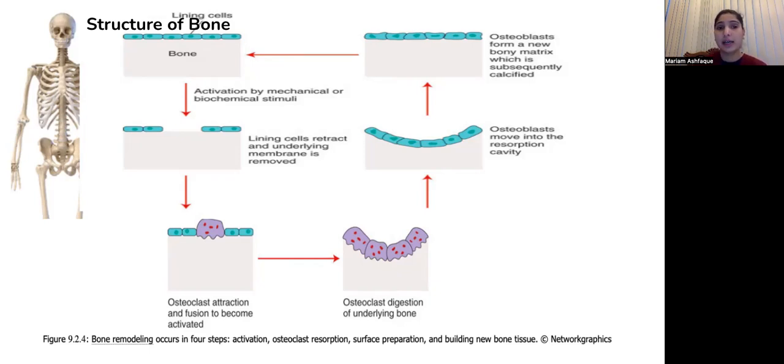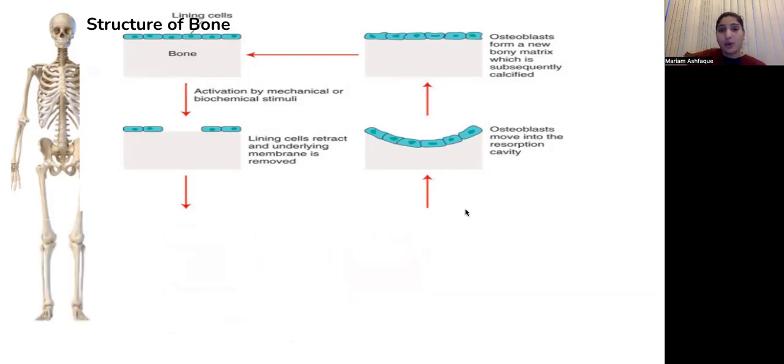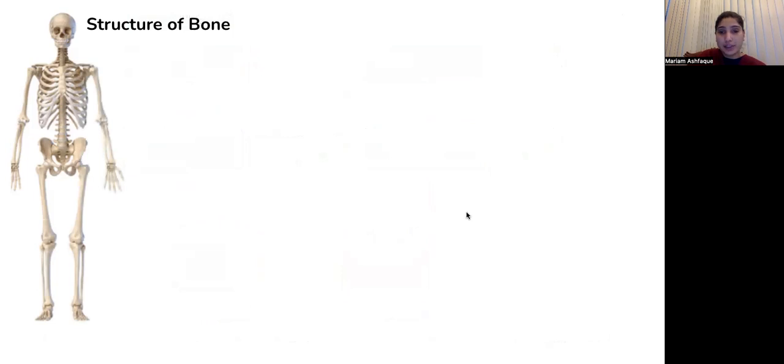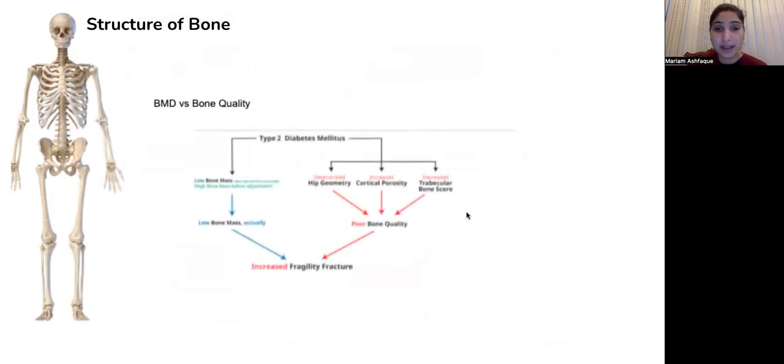bone. So there is activation, for example, here. When mechanical or biochemical stimuli occur, they cause micro cracks, which remove the membrane. And then osteoclasts come, with very different stimuli, and these osteoclasts resolve and digest the underlying bone. And then the osteoblasts move in and make a new lining, a bone matrix you can say, which is subsequently calcified.